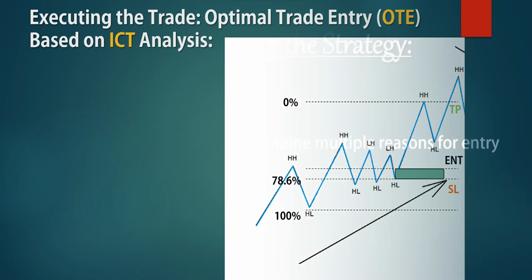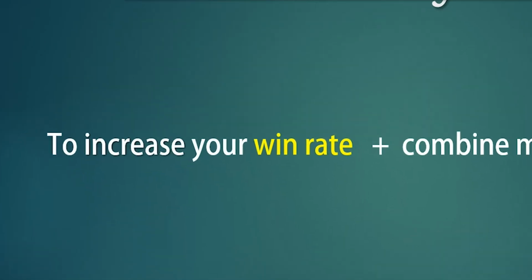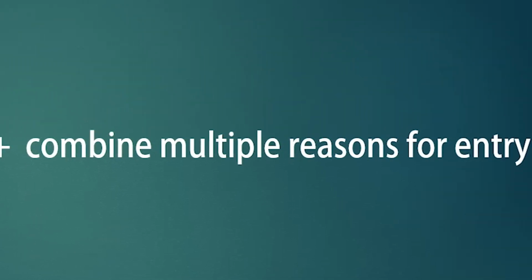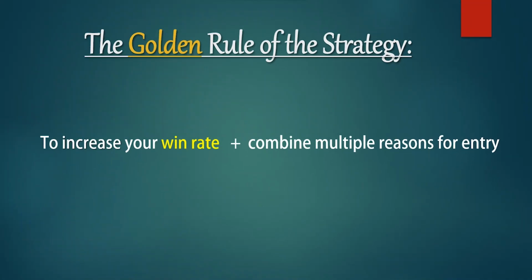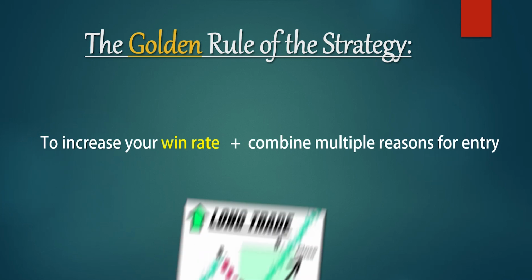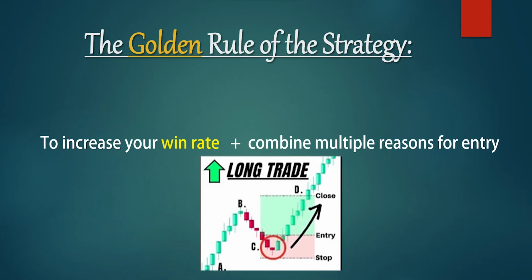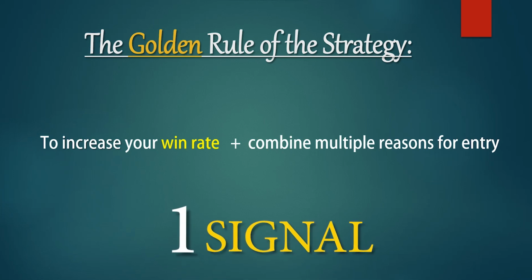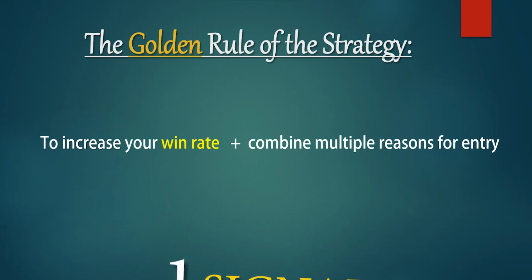The golden rule of the strategy: to increase your win rate, combine multiple reasons for entry. Simply put, do not enter a trade based on a single factor. For example, if you want to open a buy position, do not act just because of one signal. By increasing the number of reasons that align with your buy decision, your chances of hitting the target will increase significantly.